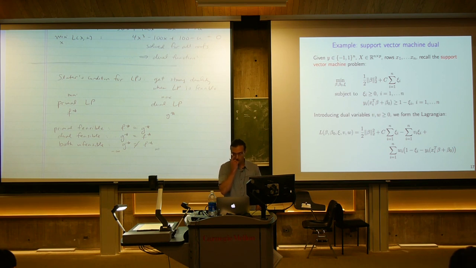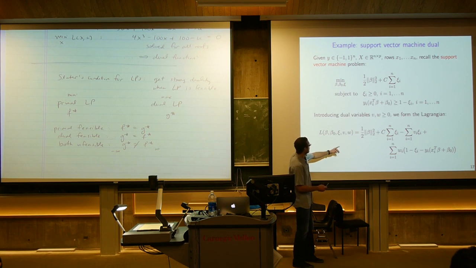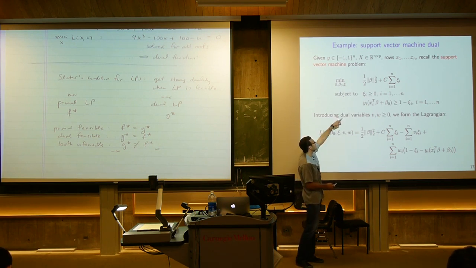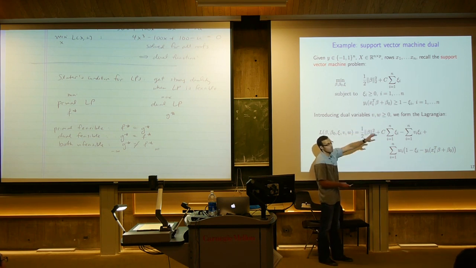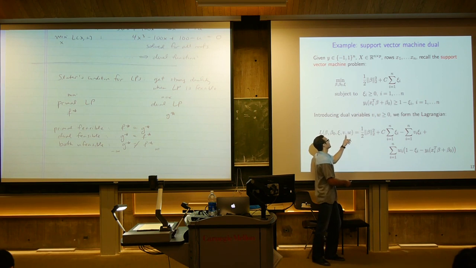But you form the Lagrangian as we've done already. Here I've introduced variables called psi. No, psi was a primal variable. V and U for these two constraints, right? So I can write that as negative psi I less than or equal to 0, and I can bring this all to one side and write that as something less than or equal to 0. And these correspond to these constraints, and these correspond to those constraints.